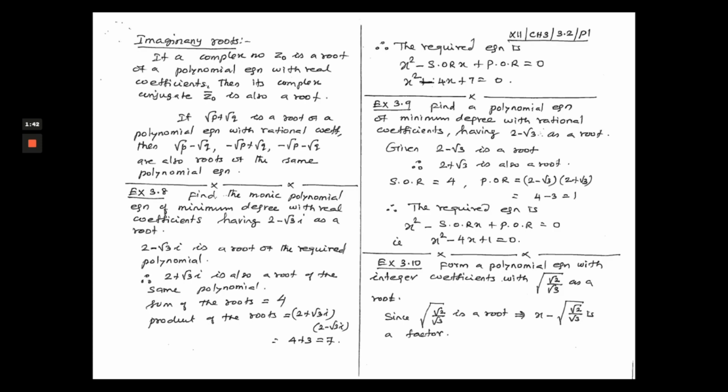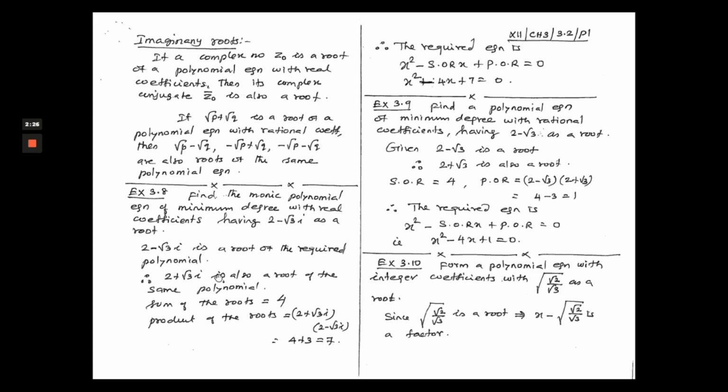இப்போ சம்முக்கு போகிறோம். Example 3.8. Find the monic polynomial equation of minimum degree with real coefficients having 2 minus root 3i as a root. So 2 minus root 3i வந்து ஒரு root அப்படின்னா 2 plus root 3i is also a root of the same polynomial.